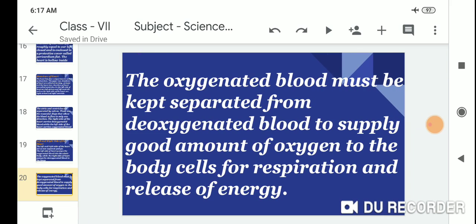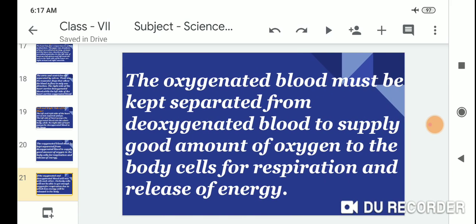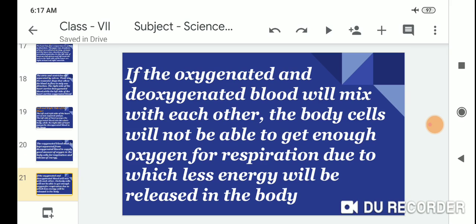The oxygenated blood must be kept separate from the deoxygenated blood to supply a good amount of oxygen to the body cells for respiration and the release of energy. If the oxygenated and the deoxygenated blood mix with each other, the body cells will not be able to get enough oxygen for respiration, due to which less energy will be released in the body.